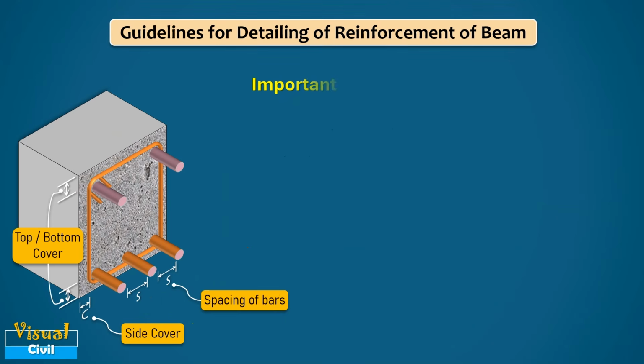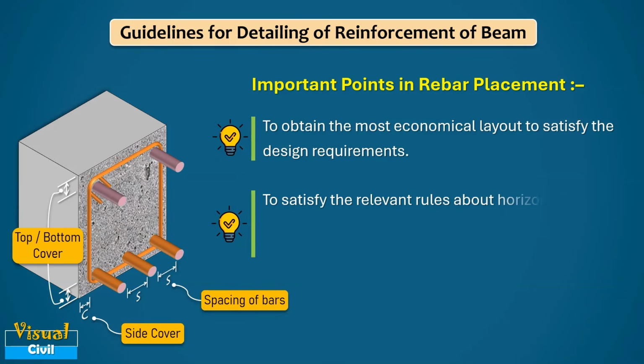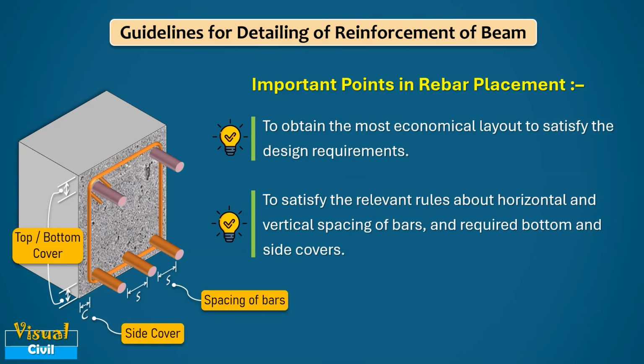Now, let us move to the important points about rebar placement. The main consideration when arranging bars in beam is to obtain the most economical layout to satisfy the design requirements. It shall also satisfy the relevant rules about horizontal and vertical spacing of the bar and required bottom and side covers. Let us try to understand this with the help of some important points.